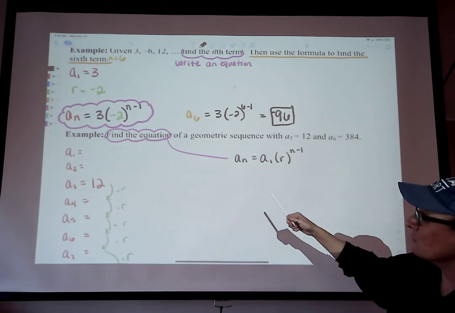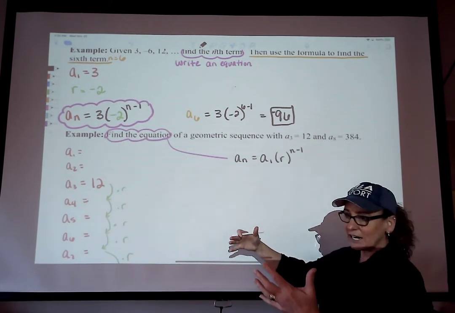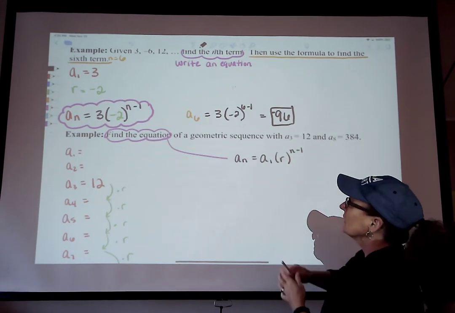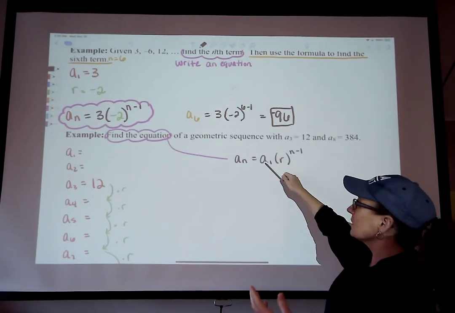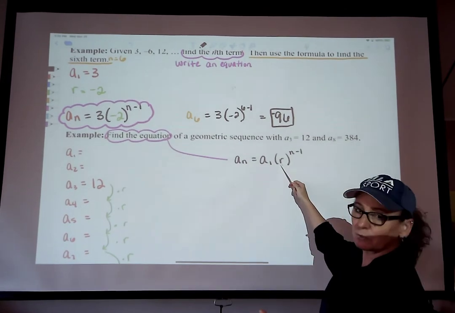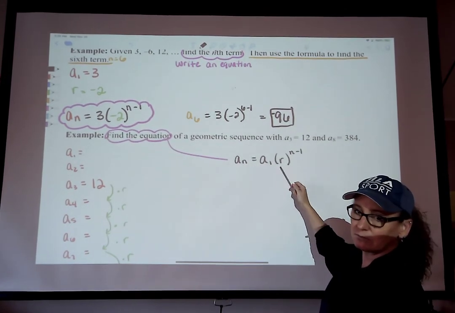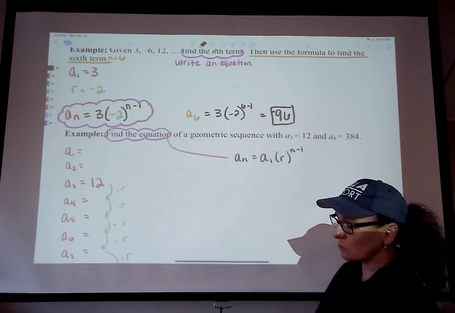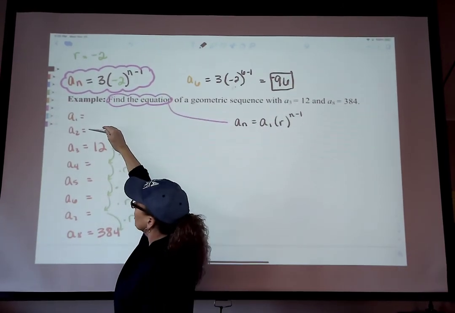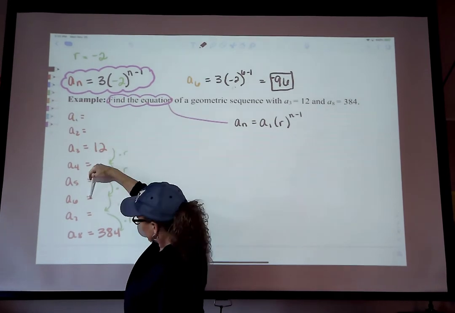Next one, find the equation. Again, write out the formula. Geometric sequence, here's some information. Here's what the formula is supposed to look like. We need a sub 1, we don't have it. We need R, we don't have it. Here's what we do have. I listed them out: what we don't know, and what we do know.